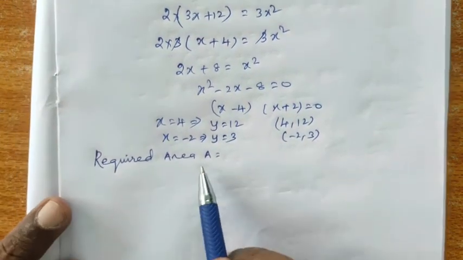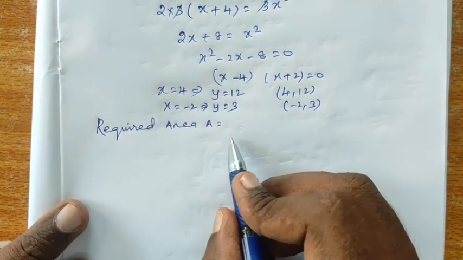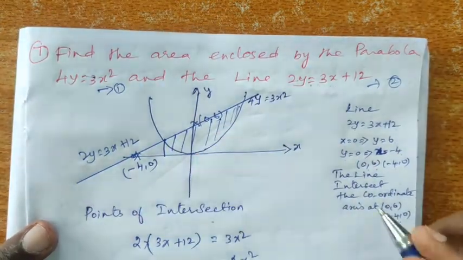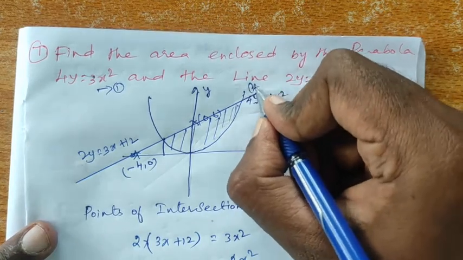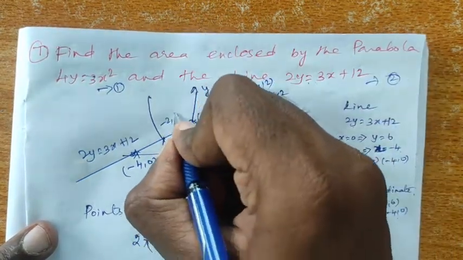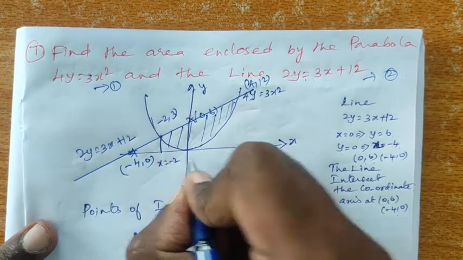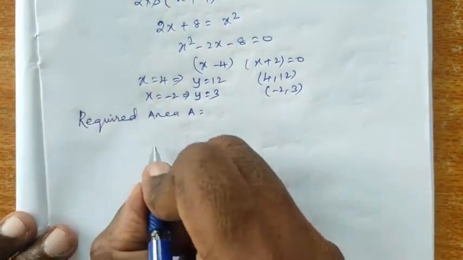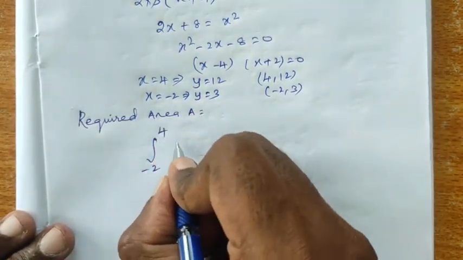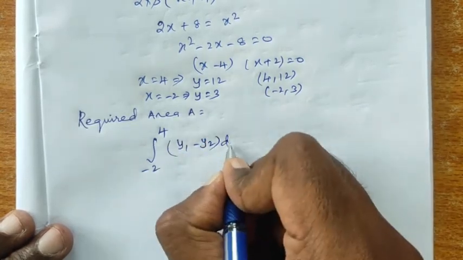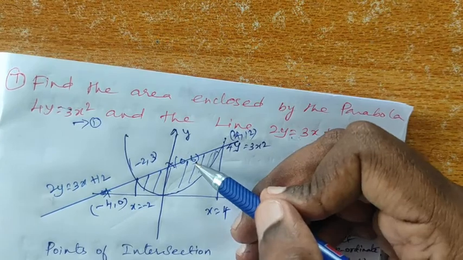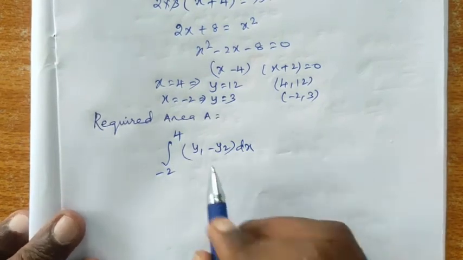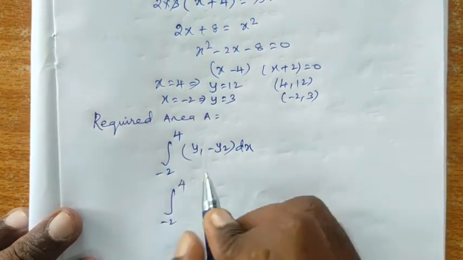So next, required area A is equal to integration. Now before that we have to note down the limits. So point of intersection 4, 12 and minus 2, 3. So limit on x-axis is x is equal to minus 2 to x is equal to 4. So integration minus 2 to 4, y1 minus y2 into dx. Here line lies above, so line's equation is to be taken first, then parabola. So listen here, integration minus 2 to 4, y1.